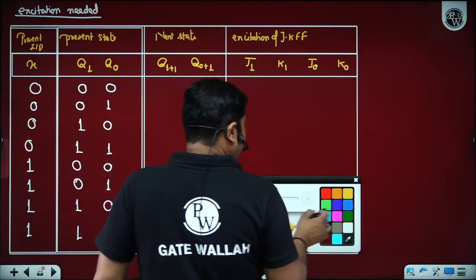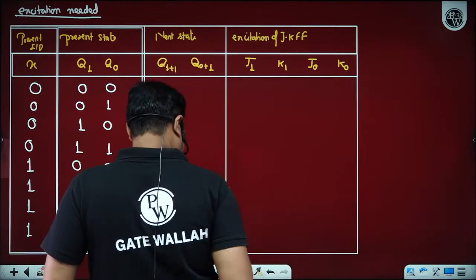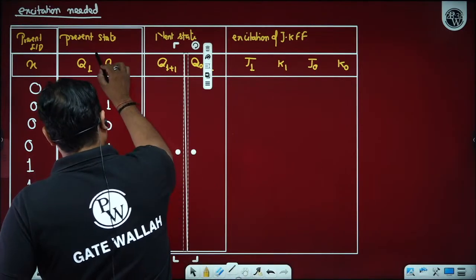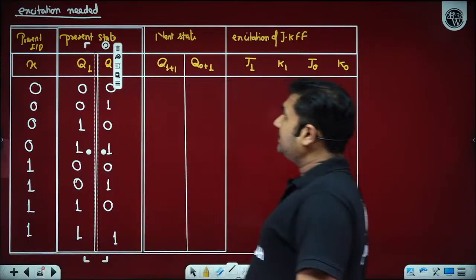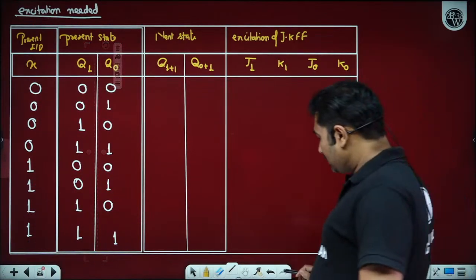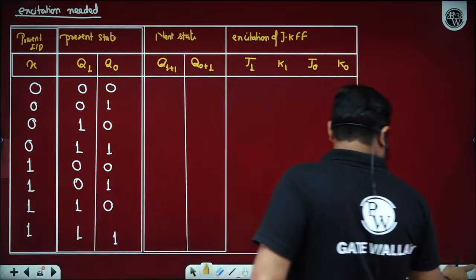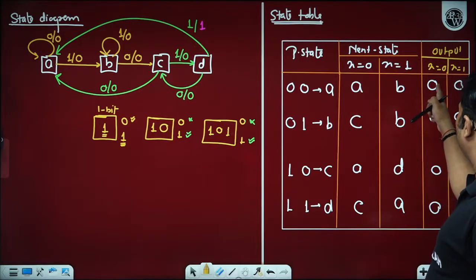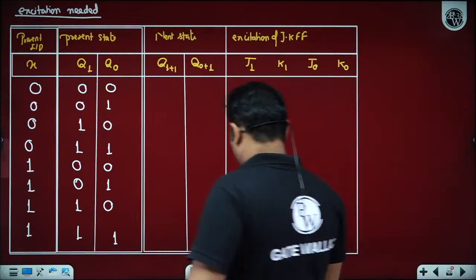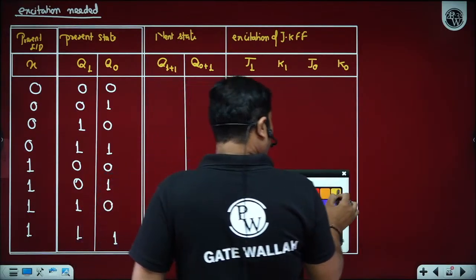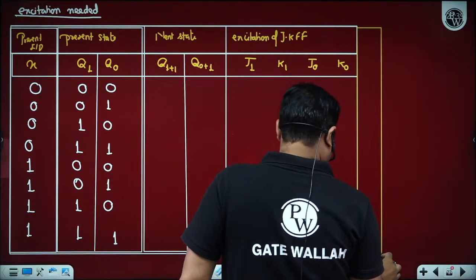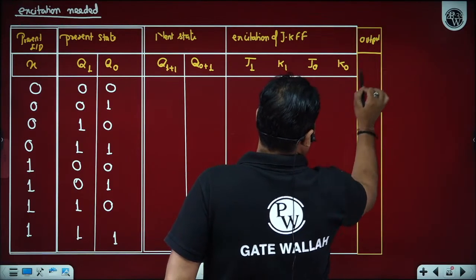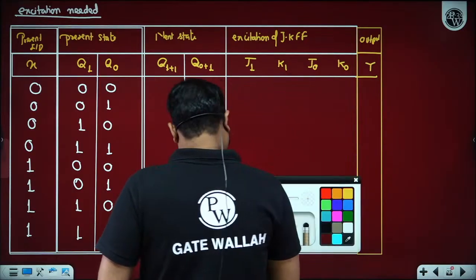Now, I am interested in the next state with x equal to 0 and x equal to 1. If we are on state A with x equal to 0, the next state is A and the output is 0. I am using one more column for output y.